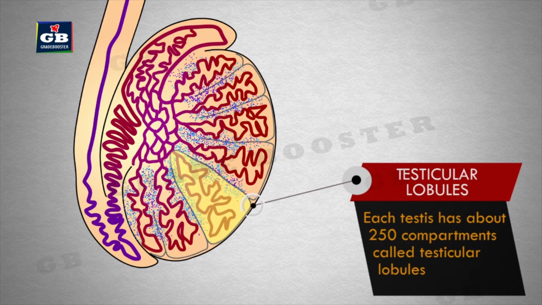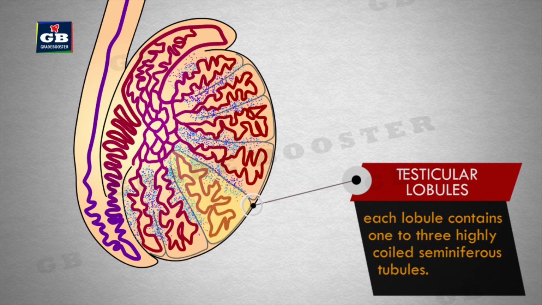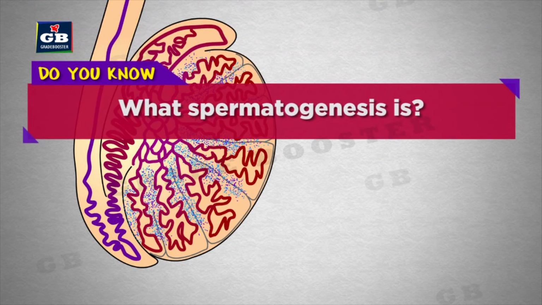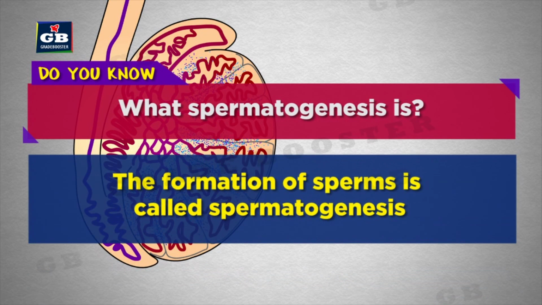Testicular lobules. Each testis has about 250 compartments called testicular lobules. Each lobule contains 1 to 3 highly coiled seminiferous tubules. Do you know what spermatogenesis is? The formation of sperms is called spermatogenesis.